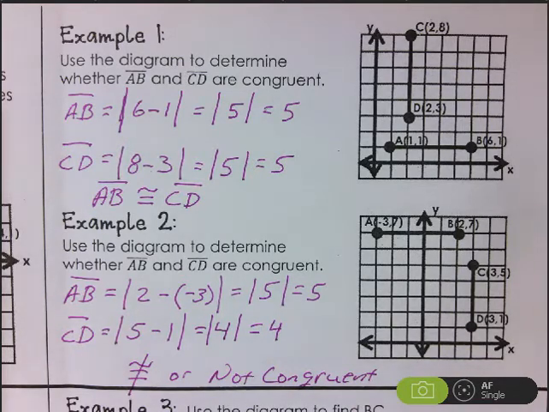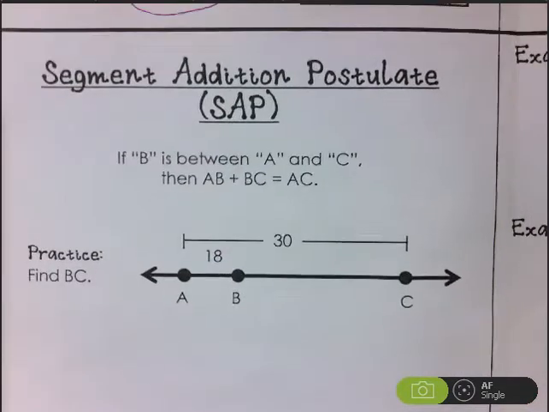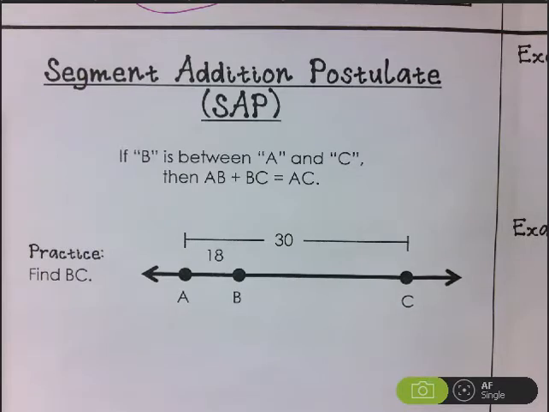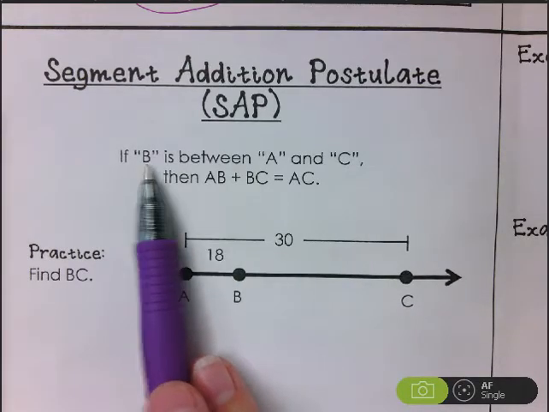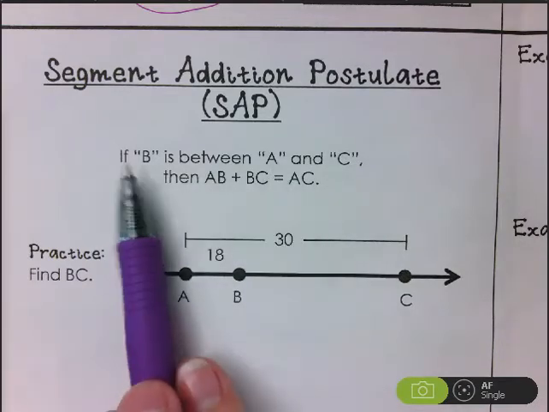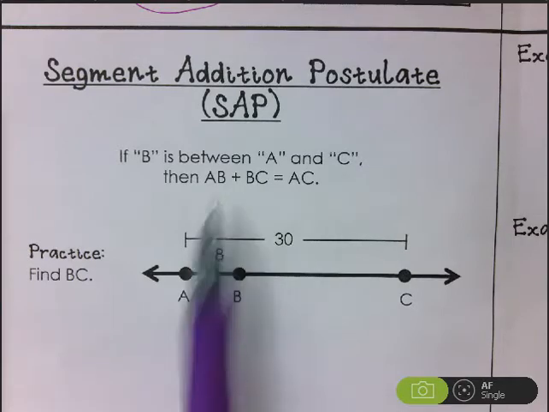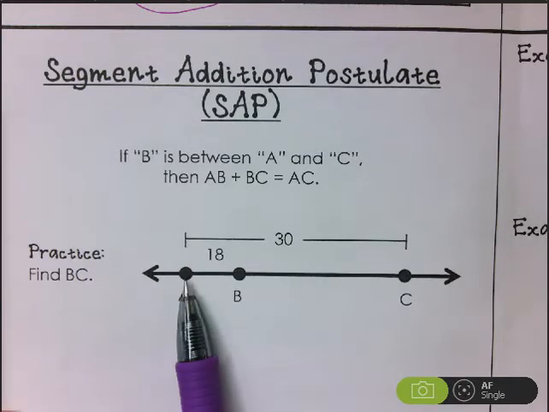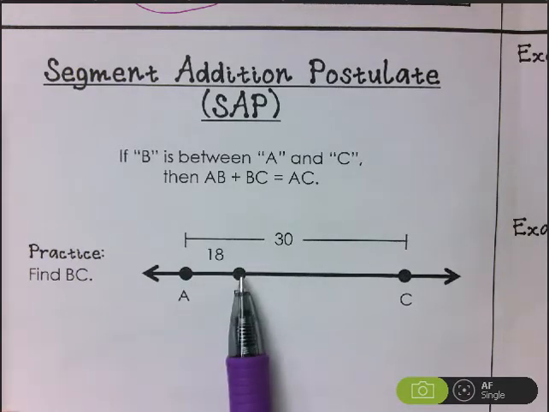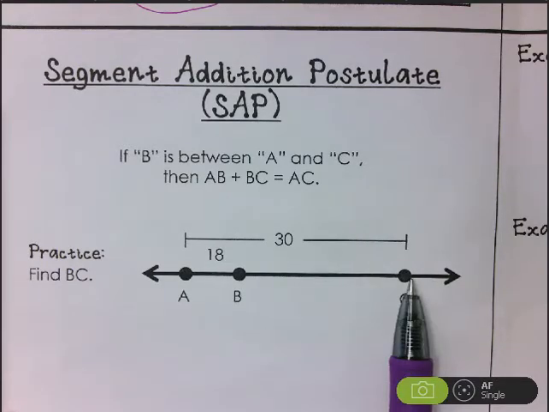Either one of those would be acceptable. Okay, so let's keep moving here. The other piece that we have is our segment addition postulate. So that tells us if B is between A and C, so these are points. So if point B is between point A and point C, then if we add together those two segment pieces, we should get the entire segment.